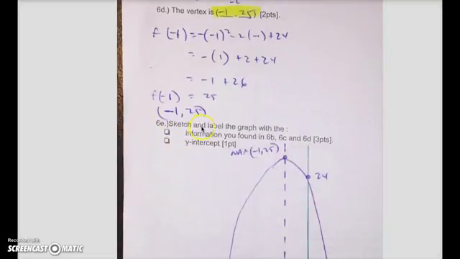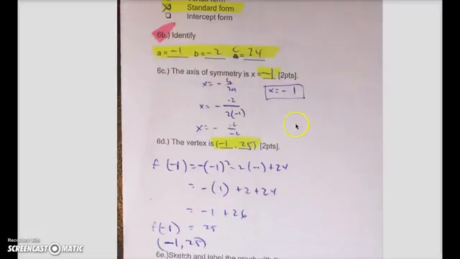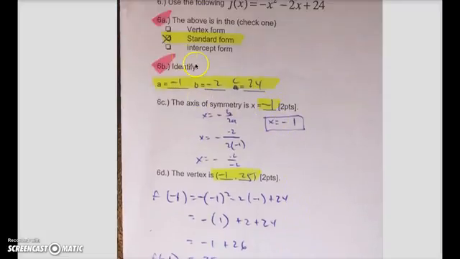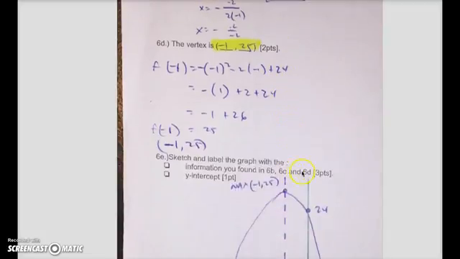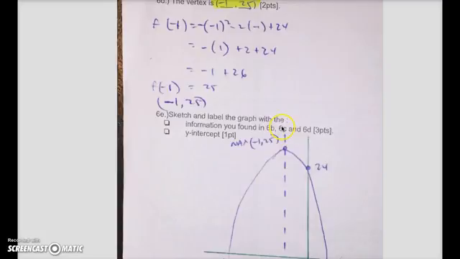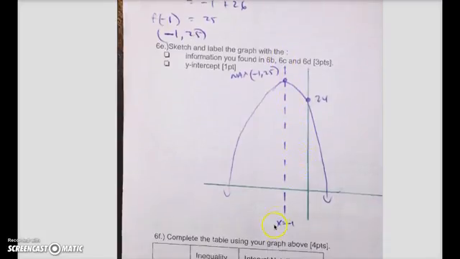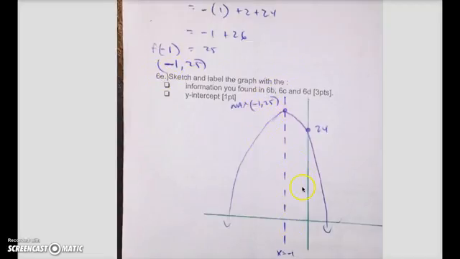6e says sketch and label the graph with the information you found in 6b, c, and d. So b tells me your a, b, and c values. Your a value is negative, so we know it opens down, and your c value tells me here in 6b that this is your y-intercept. So that's your part right there. 6c is telling me your axis of symmetry, x equals -b over 2a, which is x equals -1. And then you find your vertex, which is -1 comma 25. So when it says sketch it, meaning draw something and then label it.